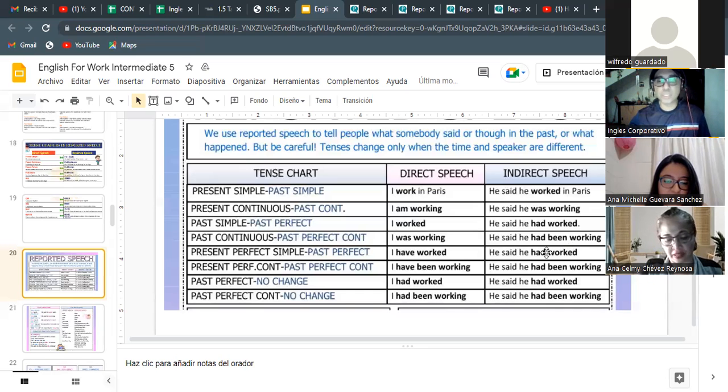The other one that is a new one is the present perfect continuous. I have been working. We're going to change that into past perfect continuous. He said he had been working.